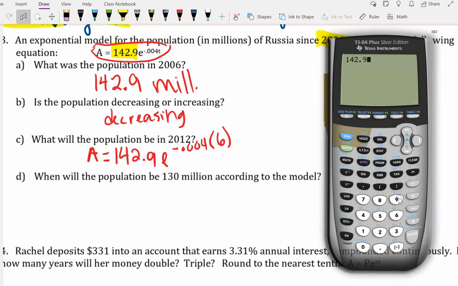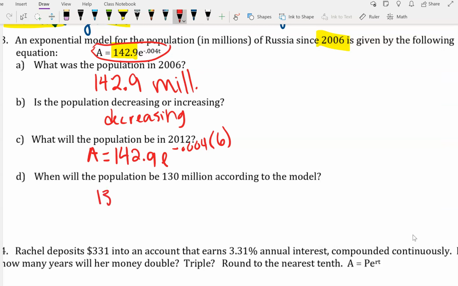142.9 times e to the power of negative 0.004 times 6. And I got 139.5 million, which hopefully makes sense. Whoops, that's the answer to this one.